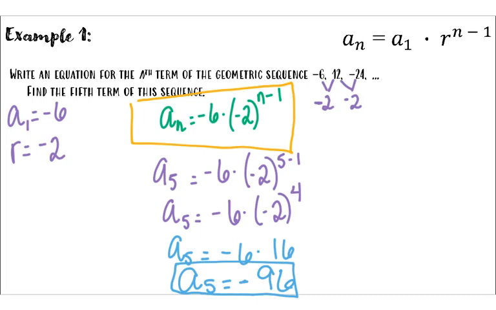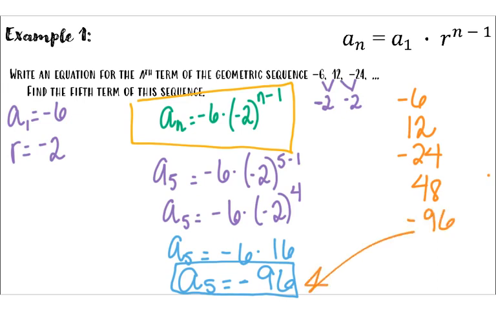If we start off with -6 times -2, that will give us positive 12. Positive 12 times -2 will give us -24. -24 times -2 will give us positive 48. And then finally, positive 48 times -2 will give us -96, which is what we got.